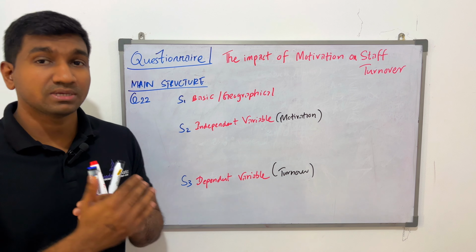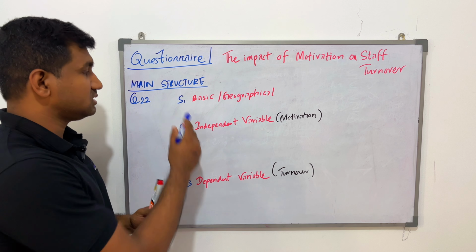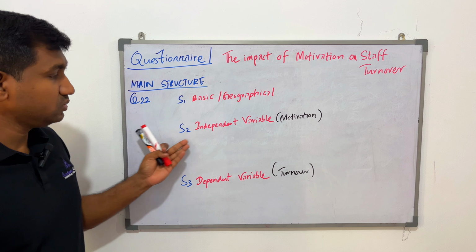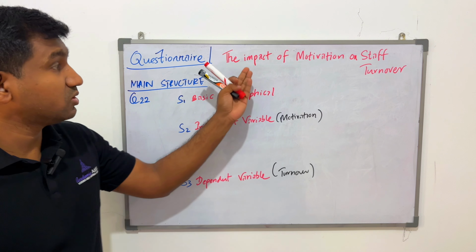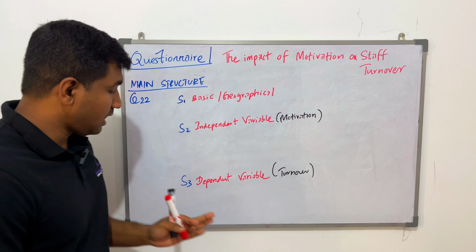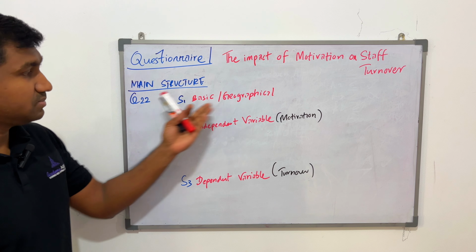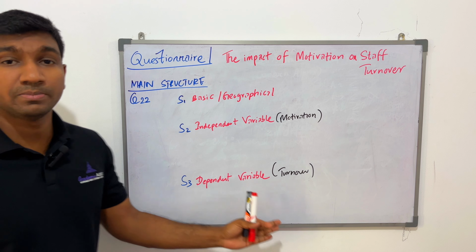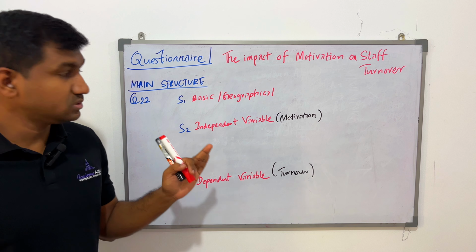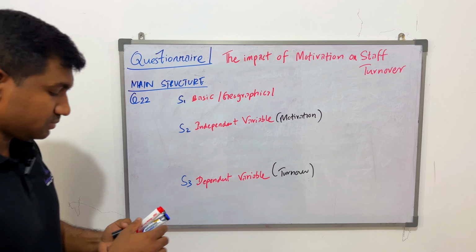So I'm going to separate these questions into three main sections. What are the three sections? Section 1, basic or geographical questions. And section 2, your independent variable. In our topic, it's the motivation. Motivation is our independent variable. And then the dependent variable. It's pretty basic. Three sections: basic, independent variable, dependent variable. Now, you need to cover 22 questions based on these three sections. Okay, let's go and see.